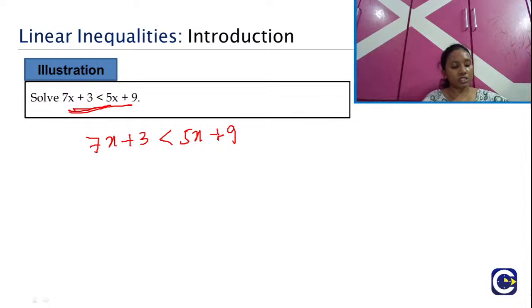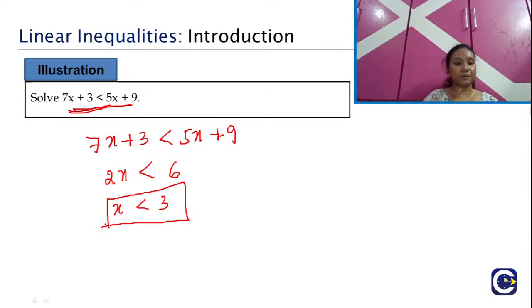Okay, Dinesh Kumar has given the solution of inequality, x less than 3, correct? So simply how we'll be solving? We can take the 5x here. So 7x minus 5x will be 2x. And here 9 minus 3 will become 6. If I divide by 2, it will become x less than 3.